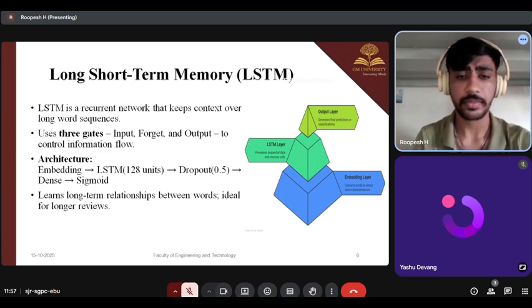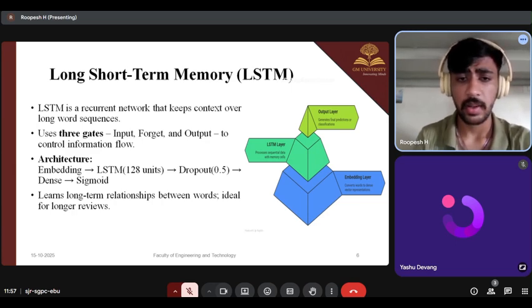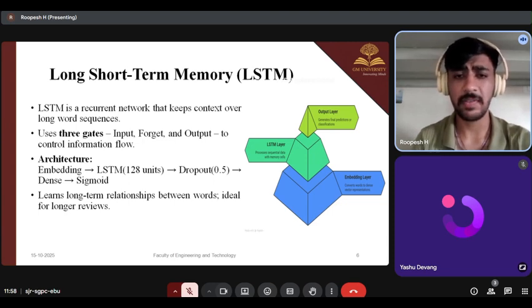The LSTM architecture I have used here has the embedding layer followed by an LSTM layer with 128 units and a dropout layer to prevent overfitting, and finally a dense layer with a sigmoid output. The LSTM takes a bit longer to train, but it generally gives more accurate results for sequential data.